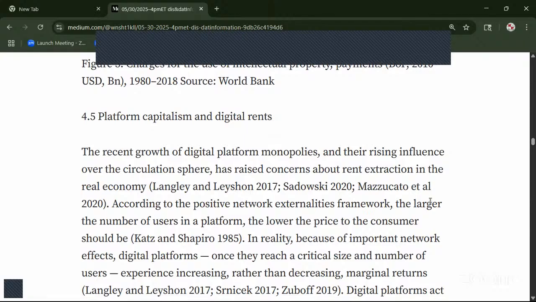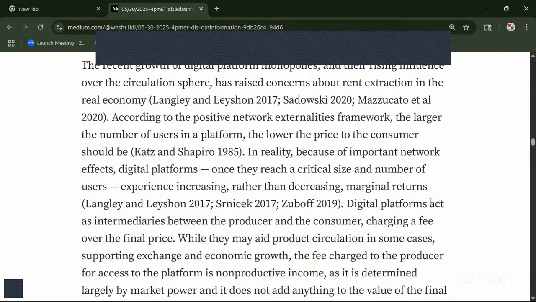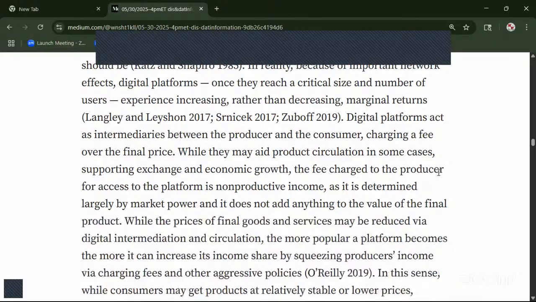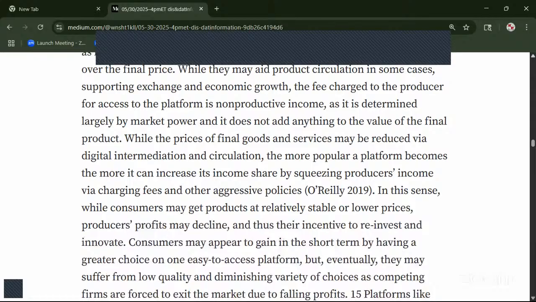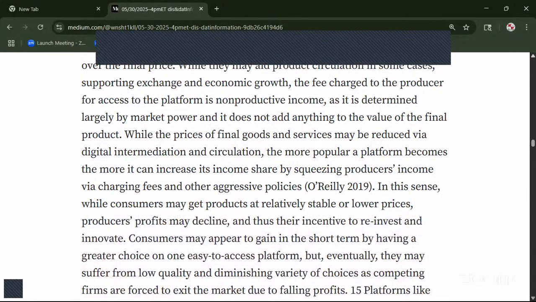Digital platforms act as intermediaries between the producer and the consumer, charging a fee over the final price. Now, while they may aid product circulation in some cases, supporting exchange and economic growth, the fee charged to the producer for access to the platform is non-productive income, as it is determined largely by market power, and it does not add anything to the value of the final product. Now, while the prices of final goods and services may be reduced via digital intermediation and circulation, the more popular a platform becomes, the more it can increase its income share by squeezing producers' income via charging fees and other aggressive policies. In this sense, while consumers may get products at relatively stable or even lower prices, producers' profits may decline, and thus their incentive to reinvest and innovate.